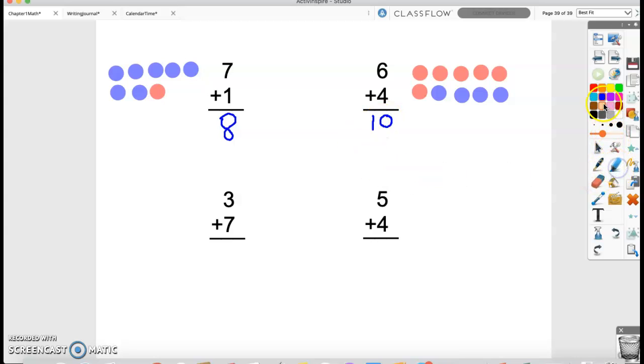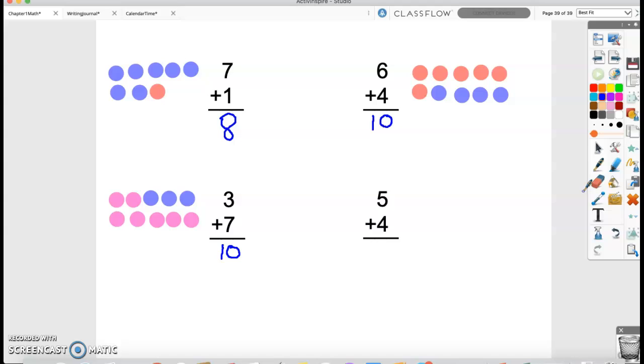Let's try the next one. I have 3, 1, 2, 3, and I need 7 more. 1, 2, 3, 4, 5, 6, 7. So all of these match up. So I have 5 and 5. So I can see that I have a full 10 frame. So if you said that we had 10, great job.